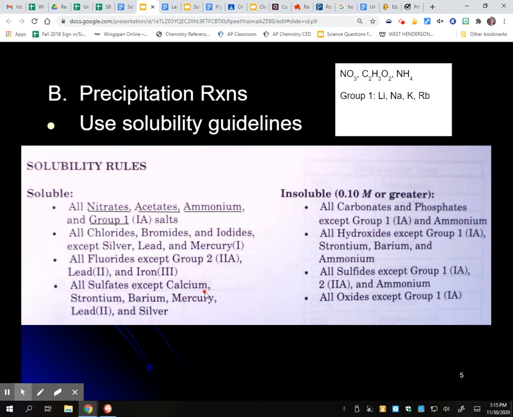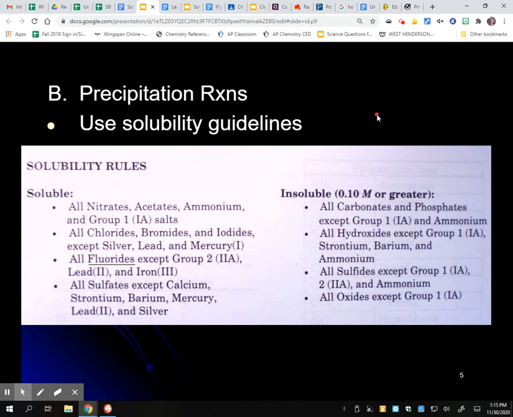The next one was one that we just looked at, having to deal with the chlorides, the bromides, and the iodides. So this is most of the halogen family. So if it ends in Cl, Br, or I, these guys are soluble unless they're bonded to silver, lead, and mercury. And if they're bonded to one of these, then they're going to be insoluble. Fluorides are soluble, except if it's bonded to something in group 2, lead 2, or iron 3.